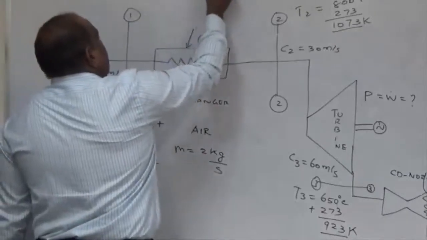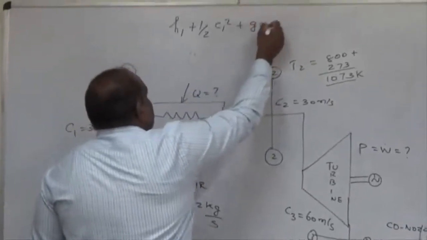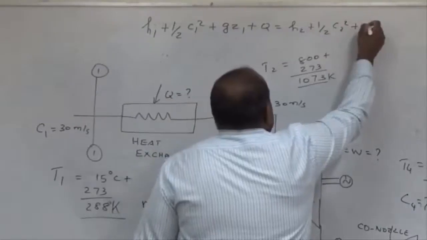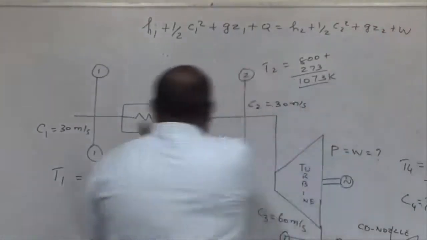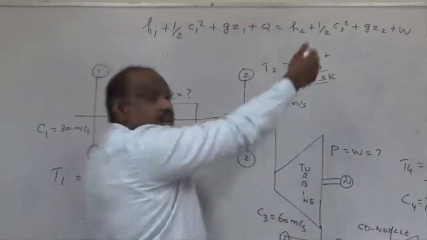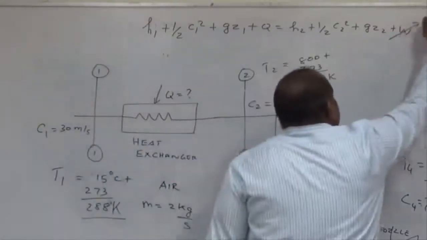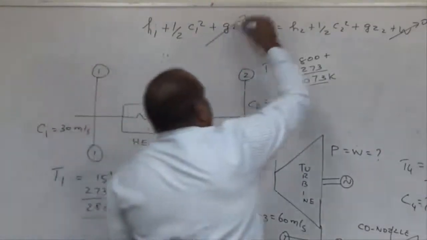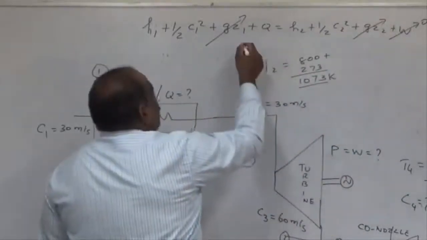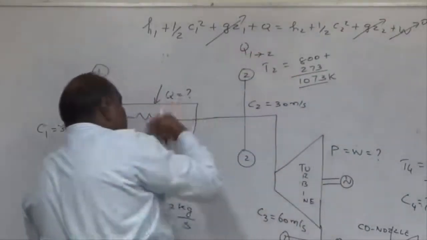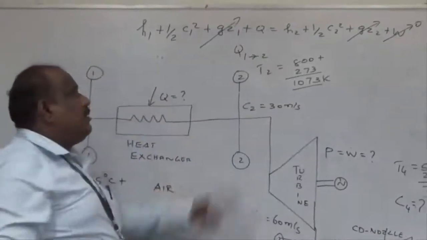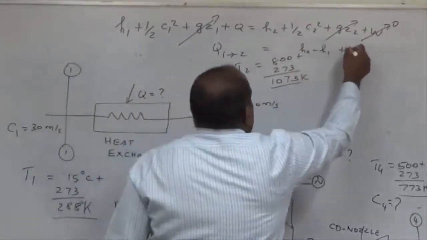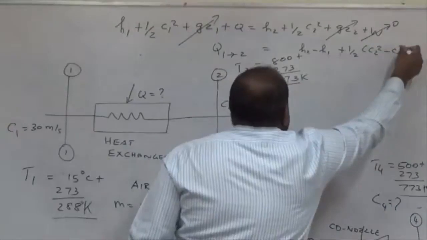The formula is H1 plus half C1 squared plus gZ1 plus Q is equal to H2 plus half C2 squared plus gZ2 plus W. In a heat exchanger, there are no moving components, which means W equal to 0. In this problem, they have not mentioned anything about the height, so we can assume Z1 equal to Z2 and cancel them. What is Q? Q is nothing but Q1 to 2, that means how much heat is added to the air by this heater. Q1 to 2 is equal to H2 minus H1 plus half into C2 squared minus C1 squared.